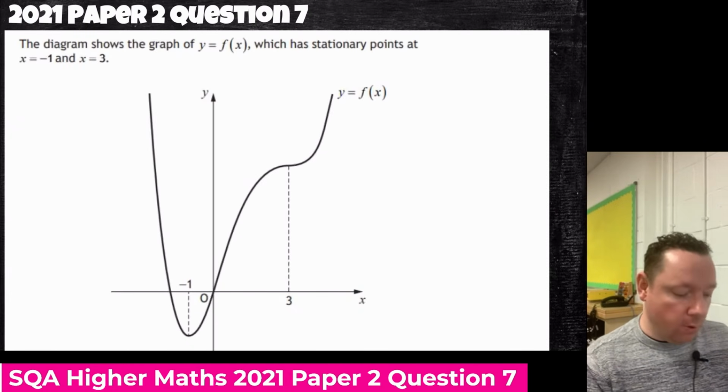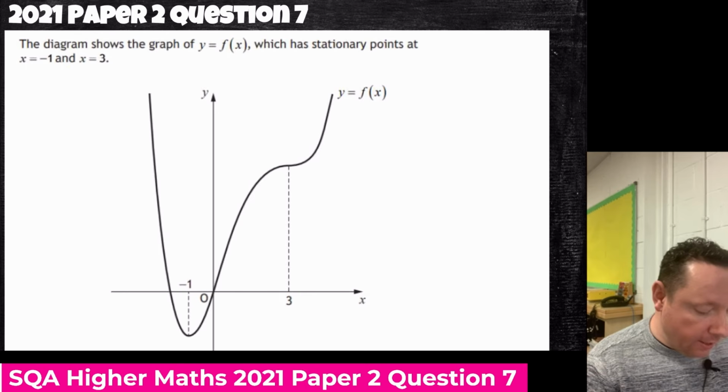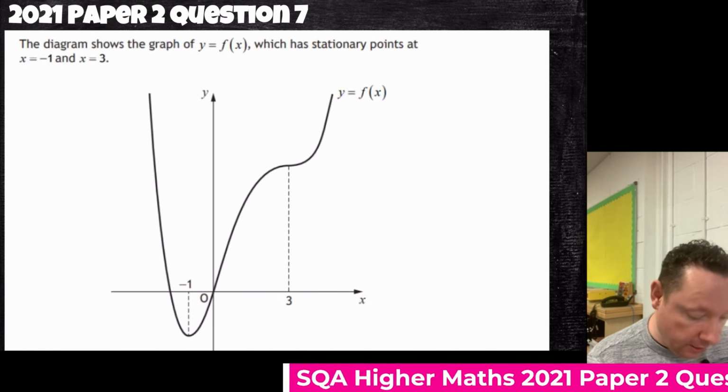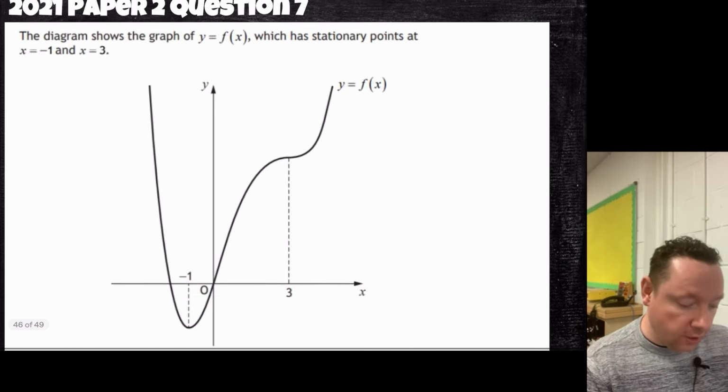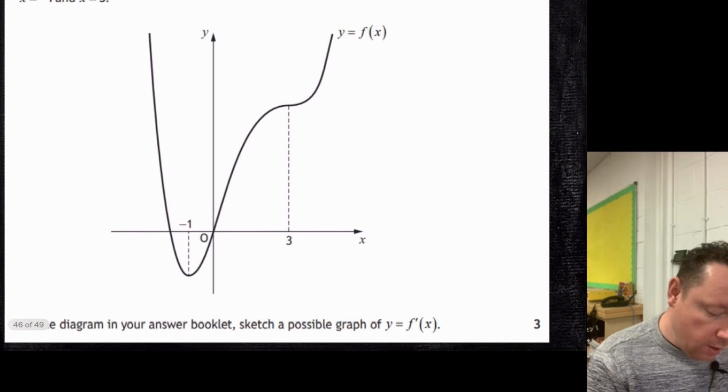SQA Higher Maths 2021, paper 2, question 7. The diagram shows the graph of y equals f of x, which has stationary points at -1 and 3, shown in the diagram. We have to draw on the diagram in your answer book a possible graph of the derivative, f dash x. So it's a graph of the derivative. So remember how this works.